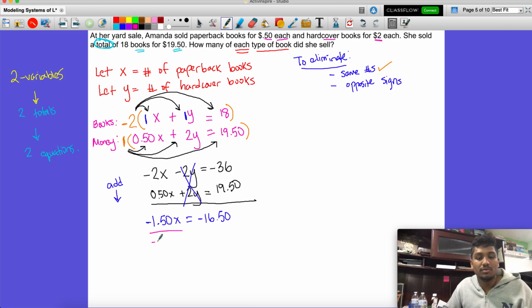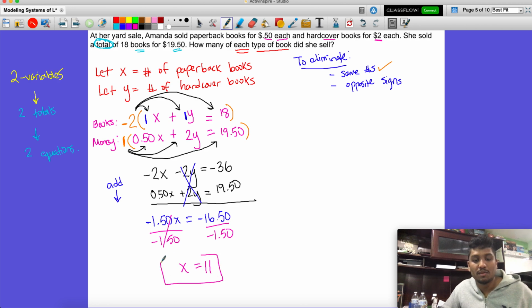Okay, and just continue doing this. So divide both sides by 150. Divide both sides by 150. Oops, I definitely put that in wrong. This calculator sucks. 1650 divided by 150 is 11. Okay, so x is 11.